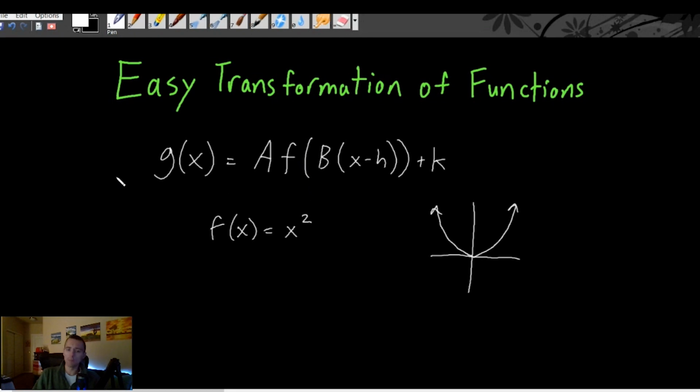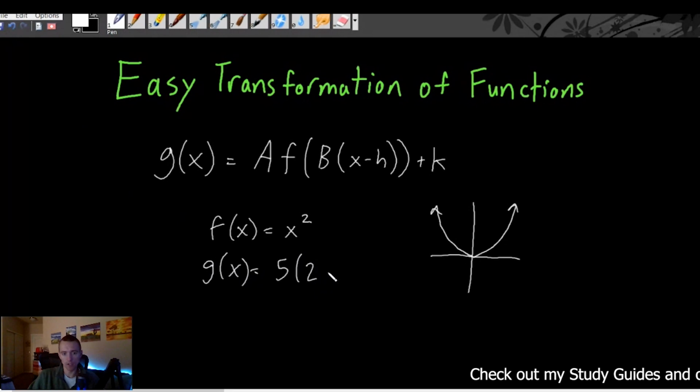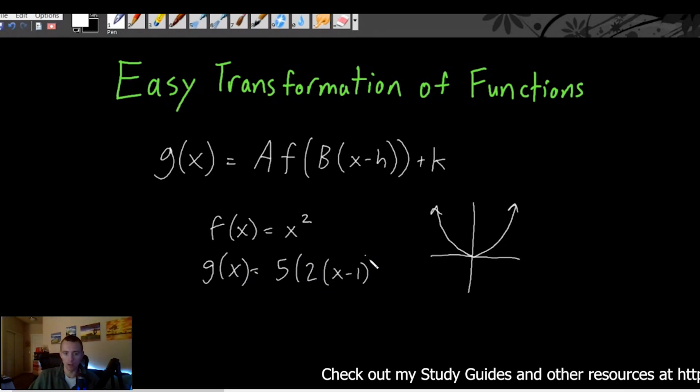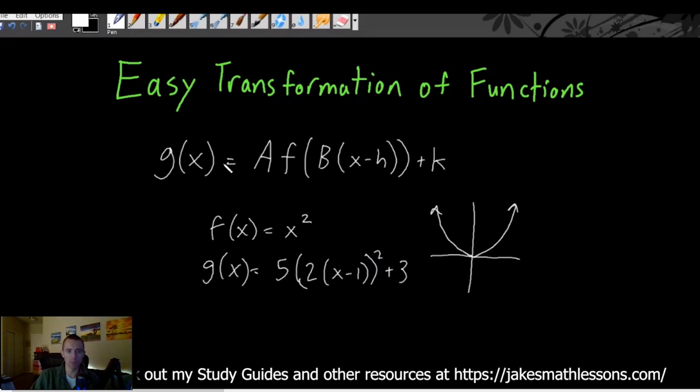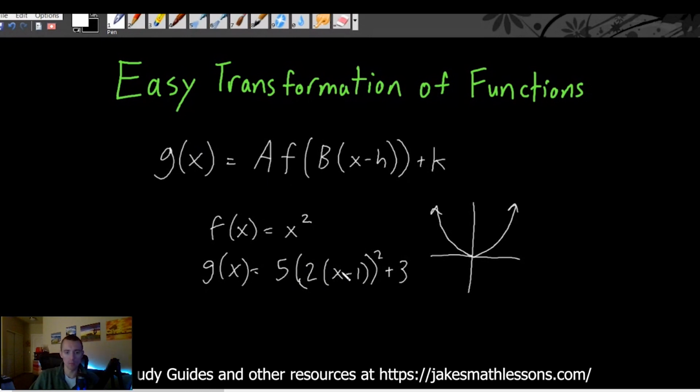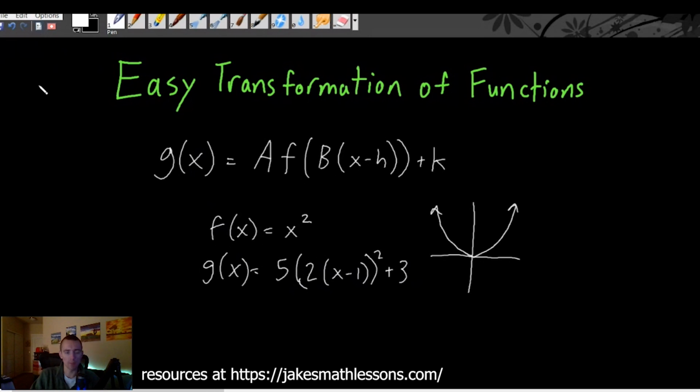So let's say we have some function g of x equals 5 times, let's actually say, 2x minus 1, all squared, plus 3. Something like this. So this is a great example where we have an a, a b, an h, and a k, and it tells us exactly what sort of transformations are happening there.